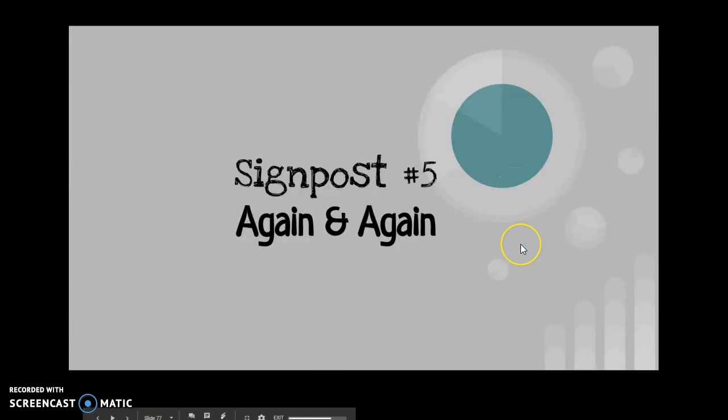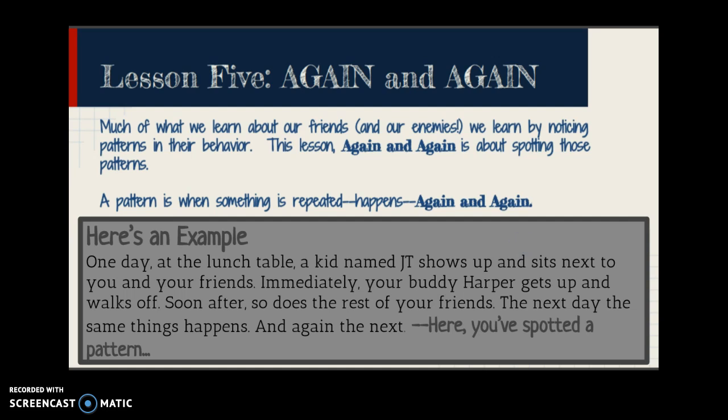Now, if you guys have already guessed, the Again and Again is the repetition signpost. So when we're reading, we're going to be looking for things that repeat, or behavioral patterns in the characters. And as you see on the slide here, much of what we learn about friends and even enemies is by noticing patterns in their behavior. This lesson is about spotting those behaviors in our characters while we read, or characters in the movies that we watch, just to keep it a little bit more real. But in ELA classes, it's about reading.